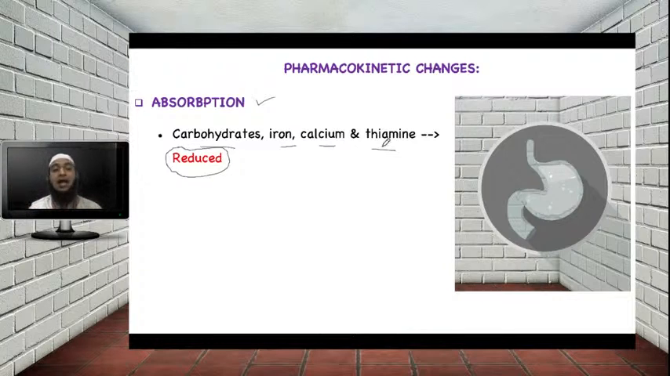So the absorption of carbohydrates, iron, calcium and thiamine is reduced because these are water soluble drugs. Okay, let's see next.